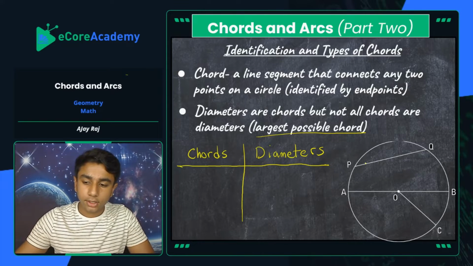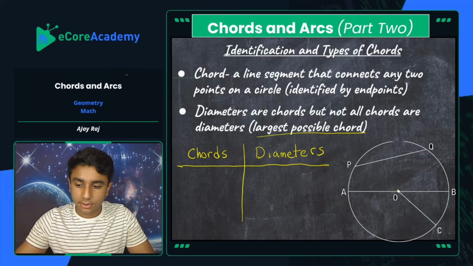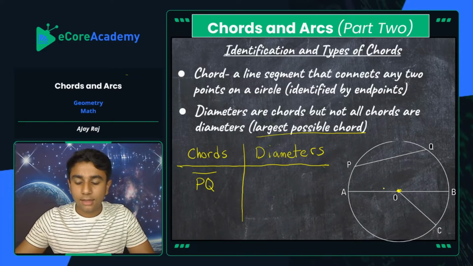So if we look at PQ, it obviously does not pass through our center here at O, so it's going to be a chord because it does have 2 points on the circle and it's a line segment. It's going to be line segment PQ. And then for diameter, let's look at AB. AB deliberately passes through the center and it's much larger than PQ, so we can assume that it is a diameter. So AB.